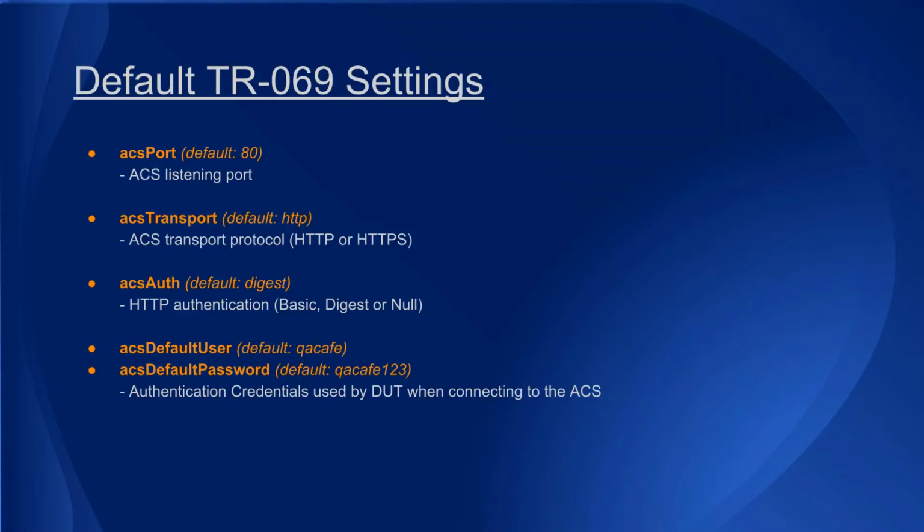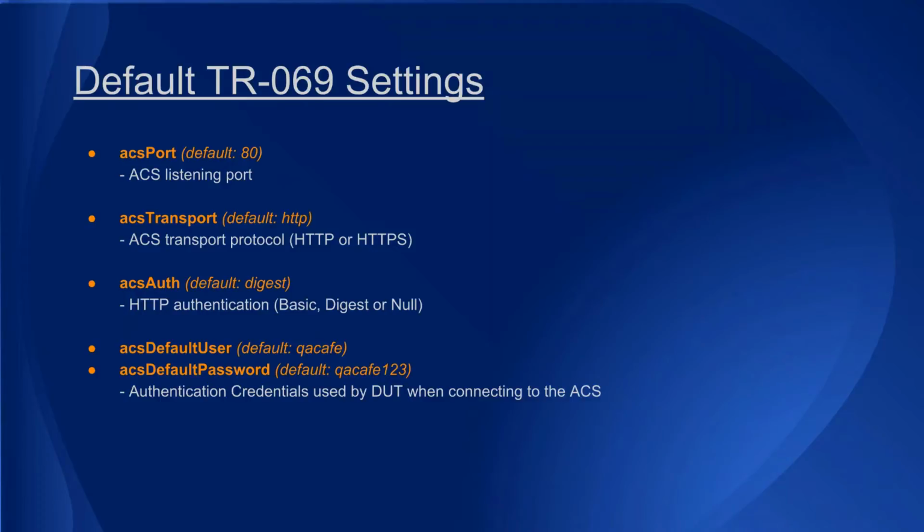You can use a different port number, a custom port number. You can use that custom port number with either HTTP or HTTPS, just so long as your device is configured to use the same port and the same transport mechanism. You can configure the authentication. By default, it's digest, but you can configure it for basic authentication, which is clear text password, or null, which is no authentication at all. So even if your device were to send authentication information, CDRouter would ignore it and just allow any connection from your device.